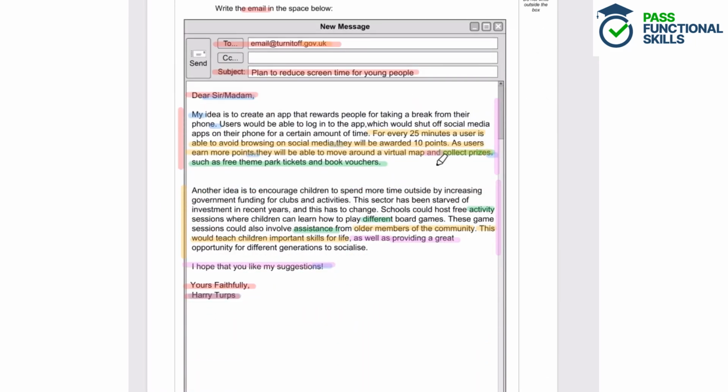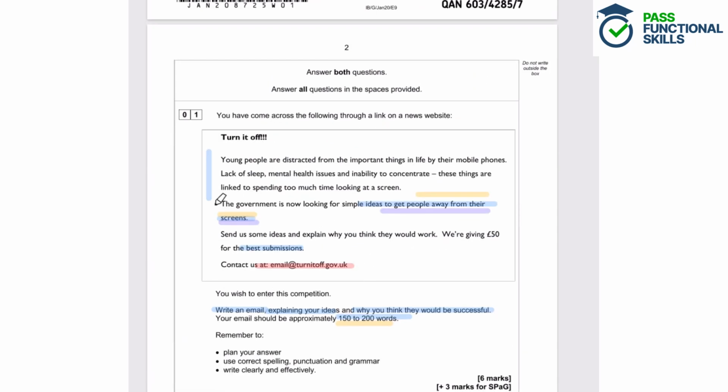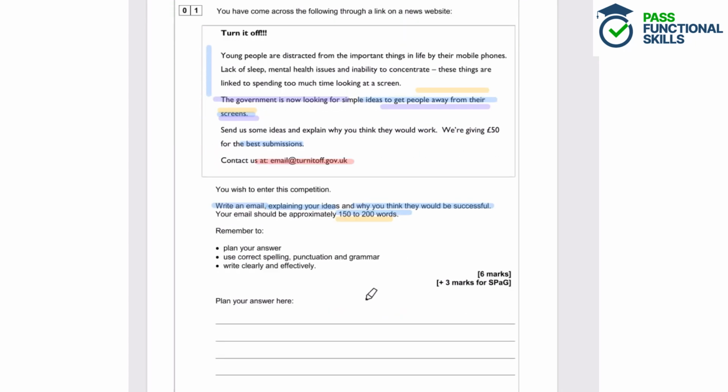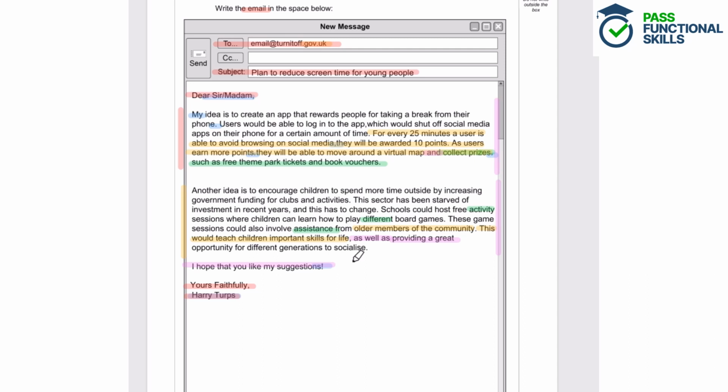So we've come up with two different ideas and given some details about how they will help to reduce screen time and why they will be beneficial. The answer is also really well suited to the audience. So the audience in this question we know is the government. The government is looking for these ideas, and we have been told that we need to use a government email address, .gov.uk. So it's a government organisation. So we need to be adapting to that audience.